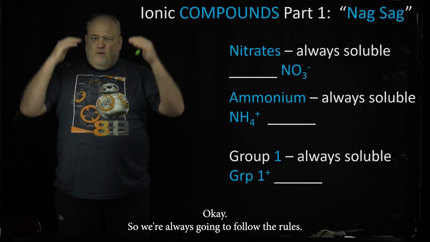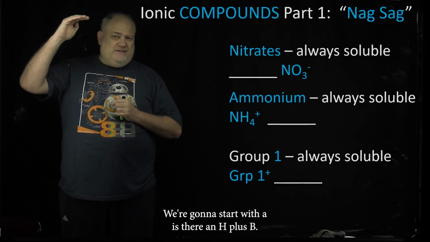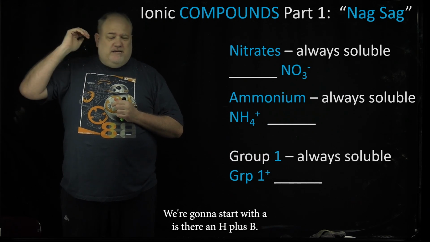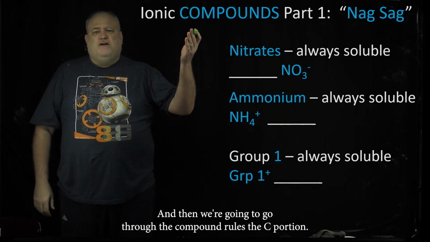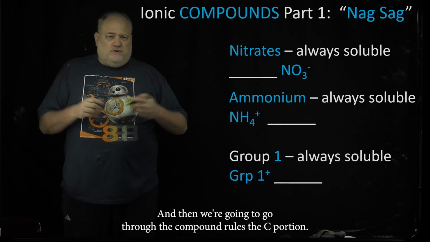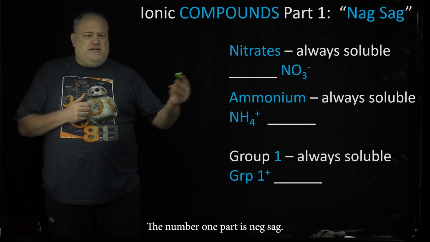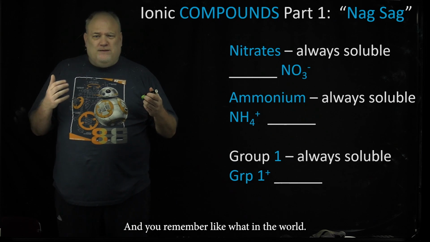Okay, so we're always going to follow the rules. So we're going to start with A, is there an H plus? B, is there an OH minus? And then we're going to go through the compound rules, the C portion. Now there's two parts to this. The #1 part is NAG-SAG, and you're going to be like, what in the world?